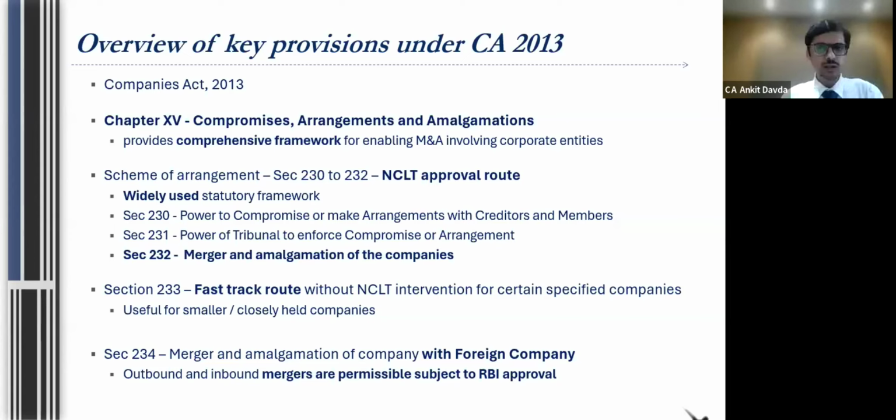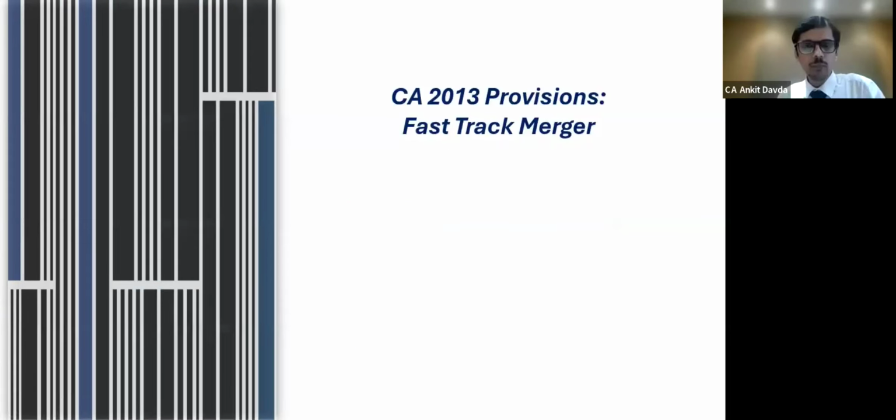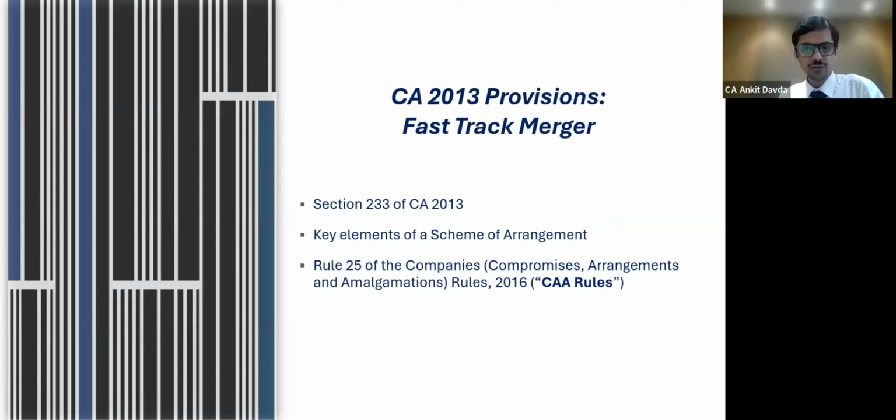Now, before we start discussing fast track mergers in more detail, let us see what we are going to cover in this section. Section 233 of the Companies Act is the only provision for fast track merger, so it is a code in itself. There are 14 subsections in Section 233, and the entire provision is covered under this section itself.